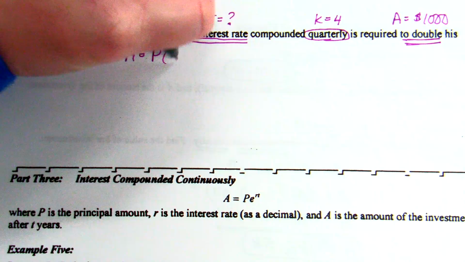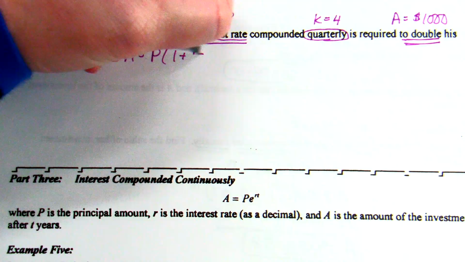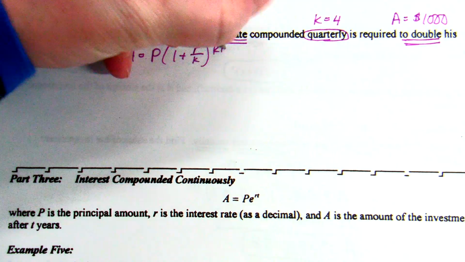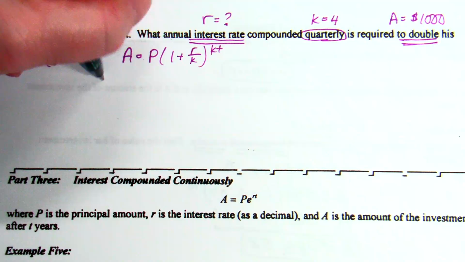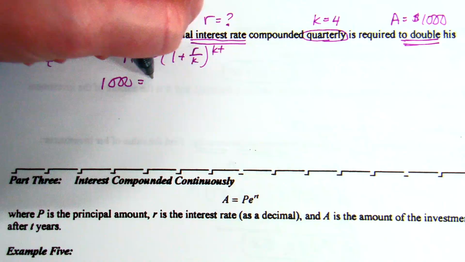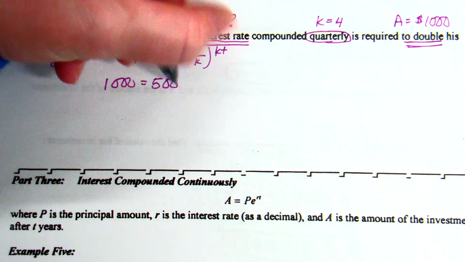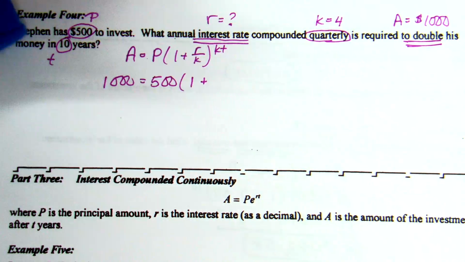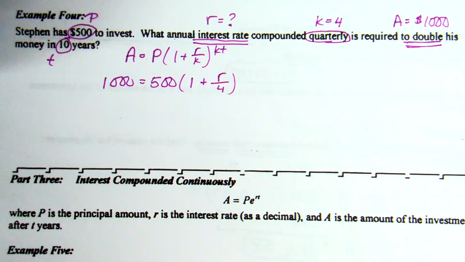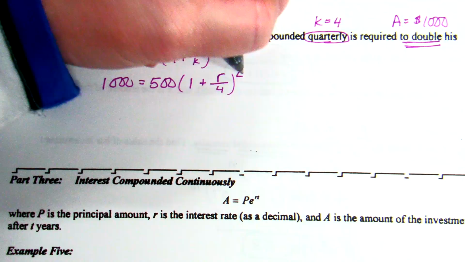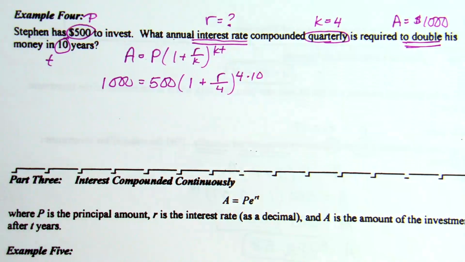A equals P times 1 plus R over K raised to the KT. Filling in what I know. 1,000 equals 500 times 1 plus R over 4 raised to the 4 times 10.